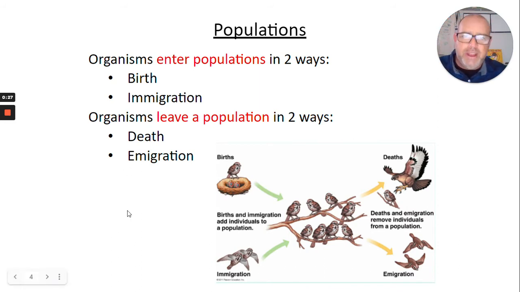There's only two ways in and two ways out of a population. So you're either born in or you move in, or you die or you move out. So that's really the only two ways that you can get into or out of a population. That's pretty straightforward and just kind of a fact, is what it is.